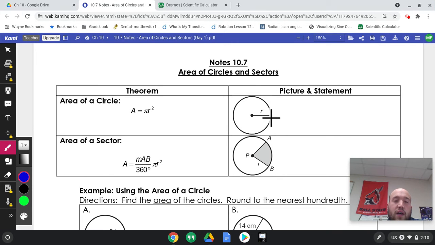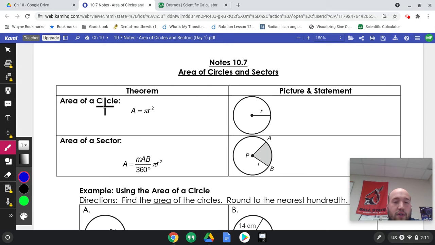Now, I included a link to a video. It's about 2.5 minutes. Go ahead, pause this video, and go watch that video. Someone shows a much better visual than I can about why this pi r squared works. They unroll the circle, form a rectangle, and show why this formula works. So go ahead, pause it, go back to It's Learning. I have the link. It's seriously 2.5 minutes. Watch it, okay? Then come back.